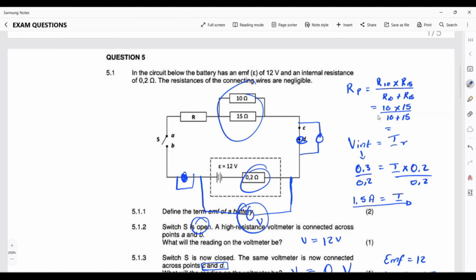Can I please get the answer, my good people? 6. All right, yes. We got 6 ohms.